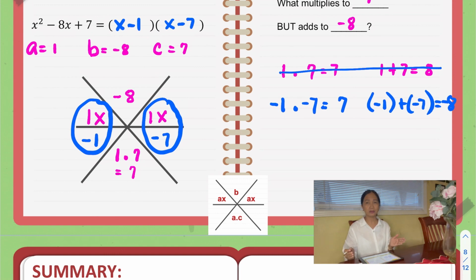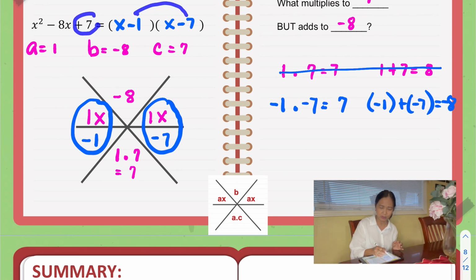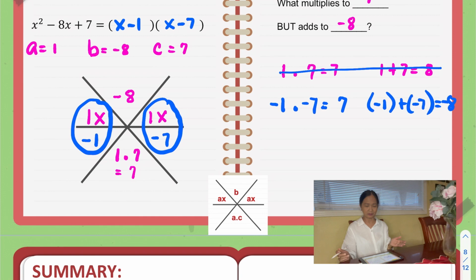And again, to check if your answer is right, the shortest way is just to multiply the first terms of your binomial factors to get x squared, and then multiply the constants of your factors, negative 1 times negative 7, to get your positive 7.